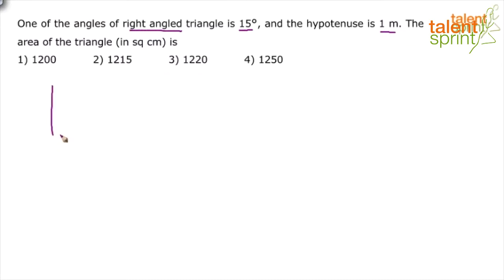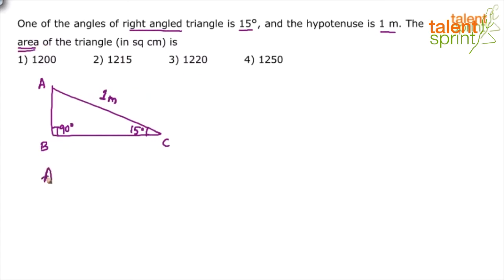Now let us assume the triangle is this, A, B, C. According to the question, one of the angles is 15 degrees. Let us assume this angle here is 15 degrees. Of course, the right angle is 90 degrees here, and the hypotenuse is 1 meter. What are we supposed to find out? The area of the triangle.